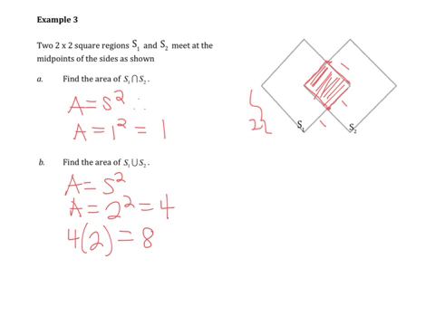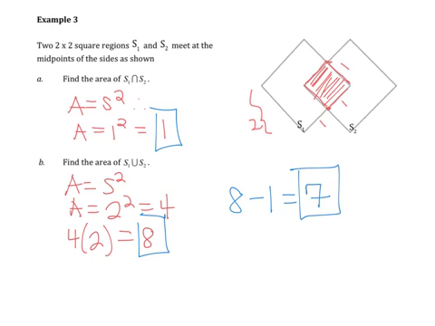The union is we take the whole, subtract the 1, and we get 7. So the union is equal to a difference of 7, and the intersection is 1.